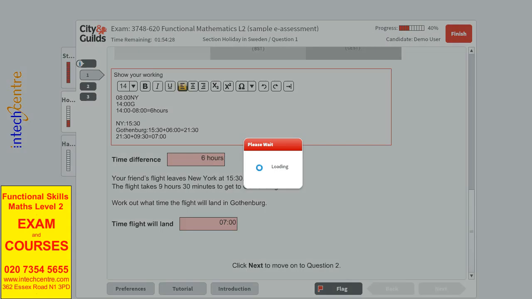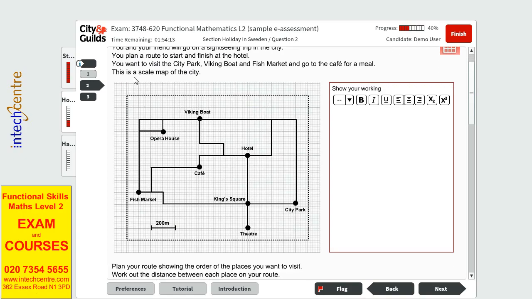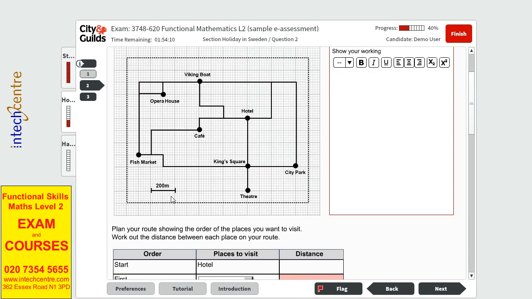Okay, now we can move on to the next question. It says that you and your friend will go on a sightseeing trip in the city. You plan a route to start and finish at the hotel. You want to visit the city park, a Viking boat and fish market, and to go to the cafe for a meal. This is a scale map of the city. We have here the scale that 2 squares, 2 boxes, or 2 centimeters, however you want to look at it, on the diagram, is the equivalent of 200 meters.